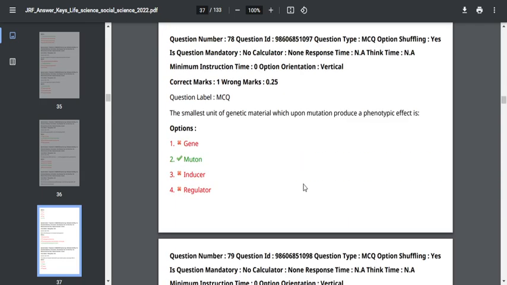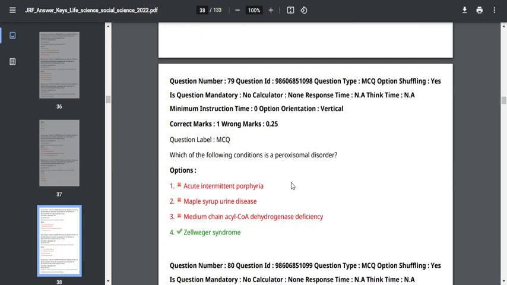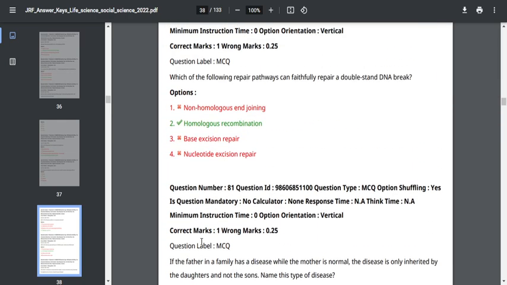it is a forward genetic process. The smallest unit of genetic material which upon mutation produces a phenotypic effect is called muton. Which of the following is a condition of peroxisomal disorder? It is Zellweger syndrome. Which of the following repair pathways can faithfully repair a double stranded break? It is homologous recombination, which is the repair pathway that repairs this DS break, that is double stranded break.